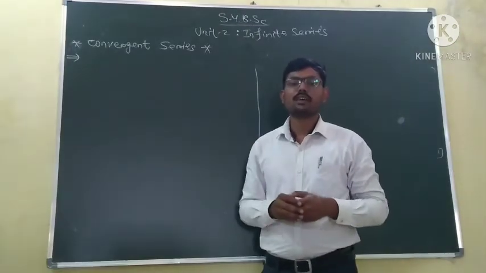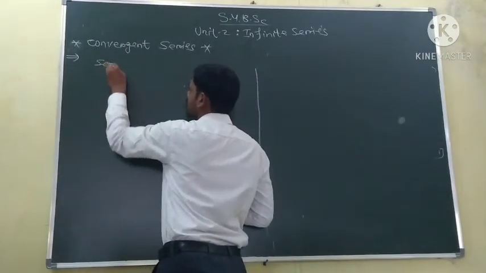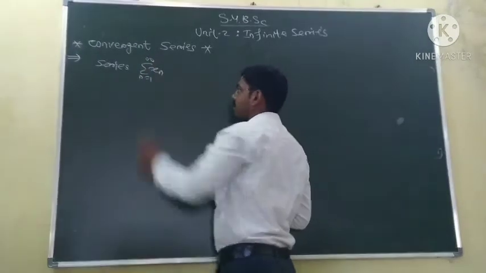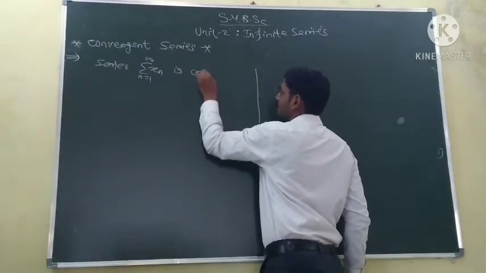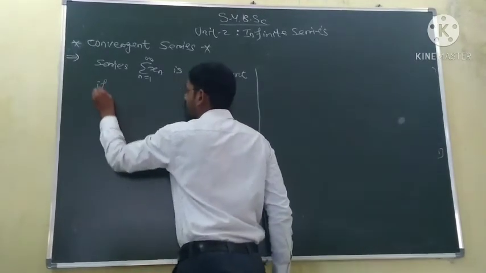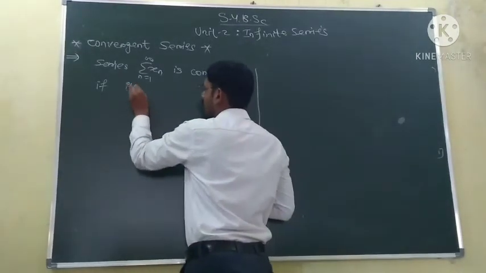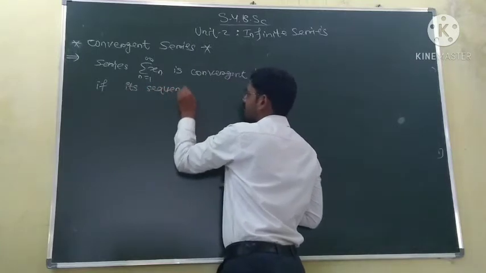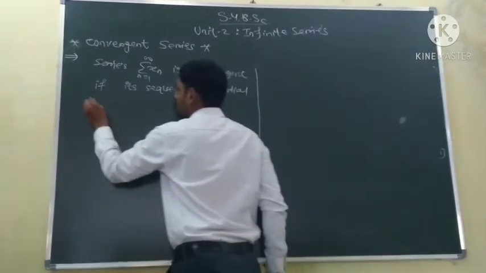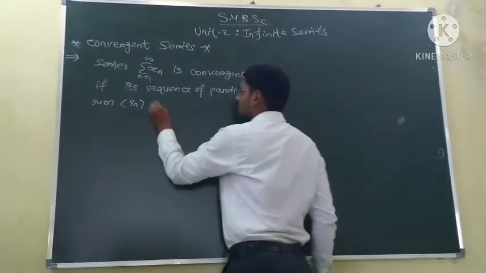So the definition of a convergent series: the series sum of xn, n is equal to 1 to infinity, is convergent if, as I already said, its sequence of partial sums, Sn, is convergent.